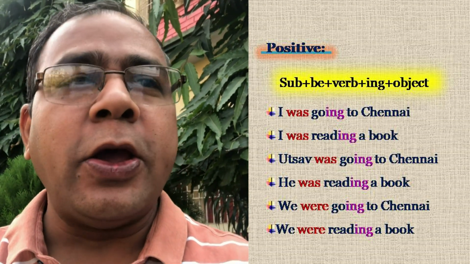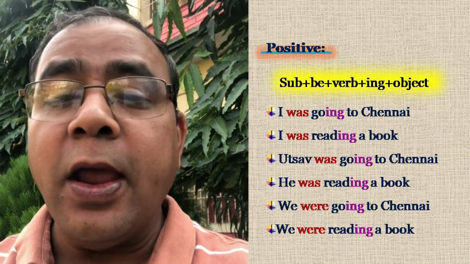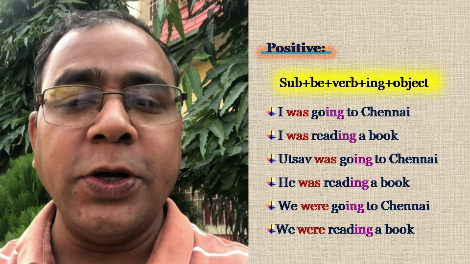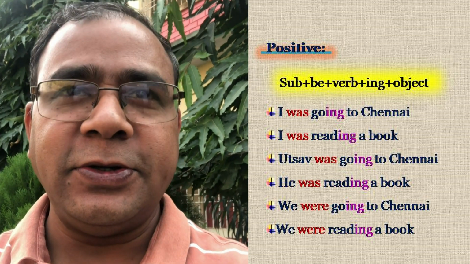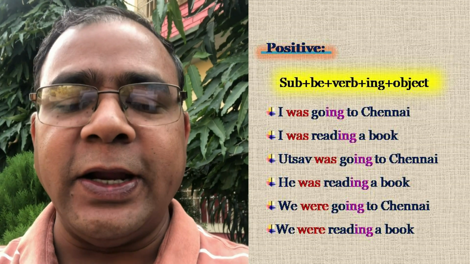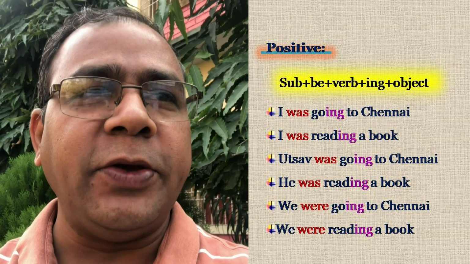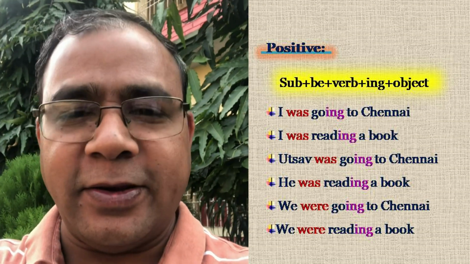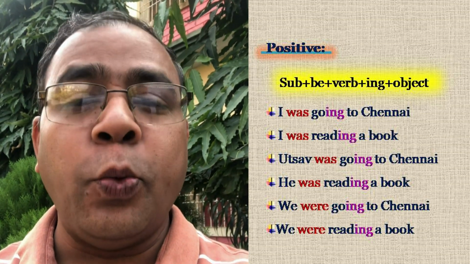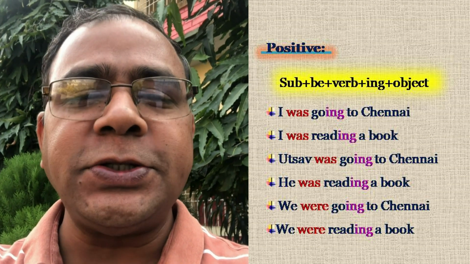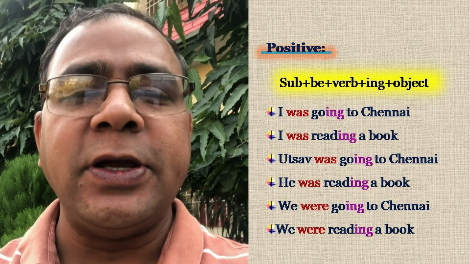Let's see. Utsav was going to Chennai. He was reading a book. I was, he was. You see the be verb is only was for the singular. You see on the top of the screen, for the singular it will take was and for the plural it will take were. One more thing we will see. We were going to Chennai. We were reading a book. So was and were are the two be verbs that will be used in the past continuous tense.